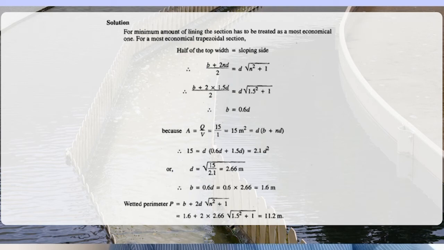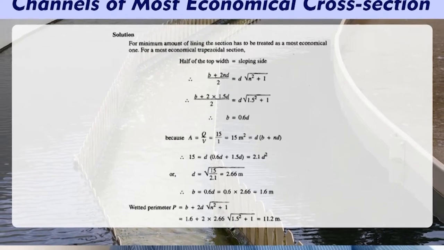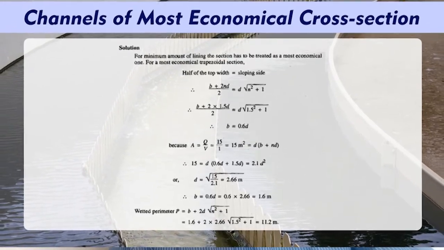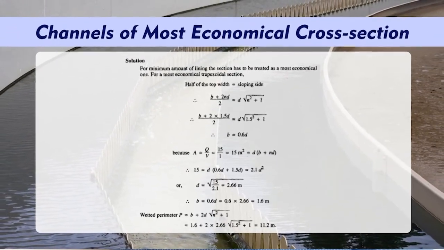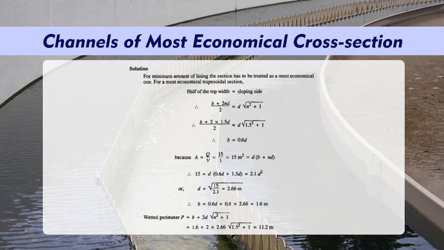Because A is equal to Q upon V, and this is equal to D into B plus nD, put the value of A here. So we get D is equal to 2.66 meters. In that case B is equal to 0.6 D, which is equal to 1.6 meters. Now wetted perimeter P is equal to B plus 2D into root of n square plus 1. Put all the values here. We get P, capital P or wetted perimeter, is equal to 11.2 meters.